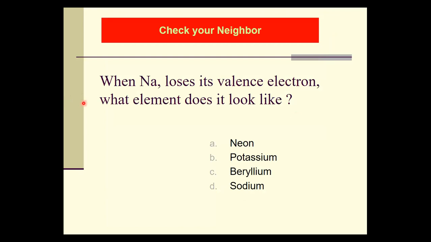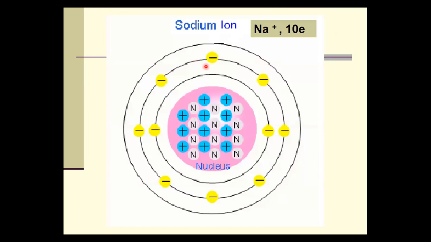All right. So here's the question. When sodium loses its valence electron, what element does it look like? So we have a couple options here, but let's go back and look. Look at your periodic table. What element has 10 total electrons? If you're still laughing from my joke, I understand, but Neon. Ah, there we go. Thank you, Peyton.